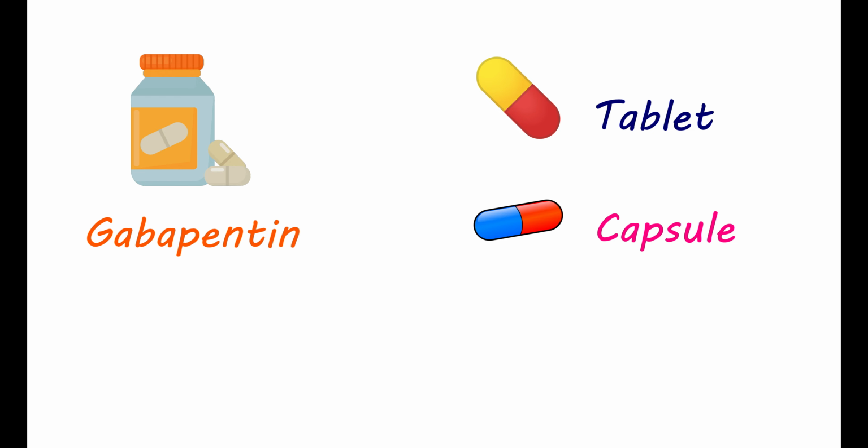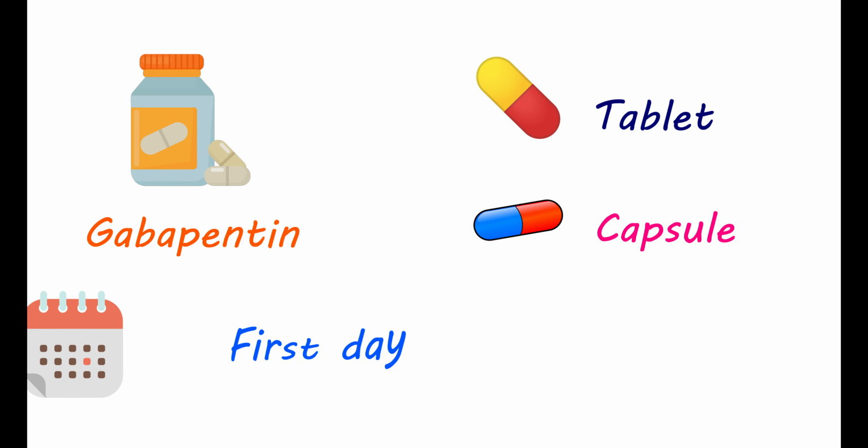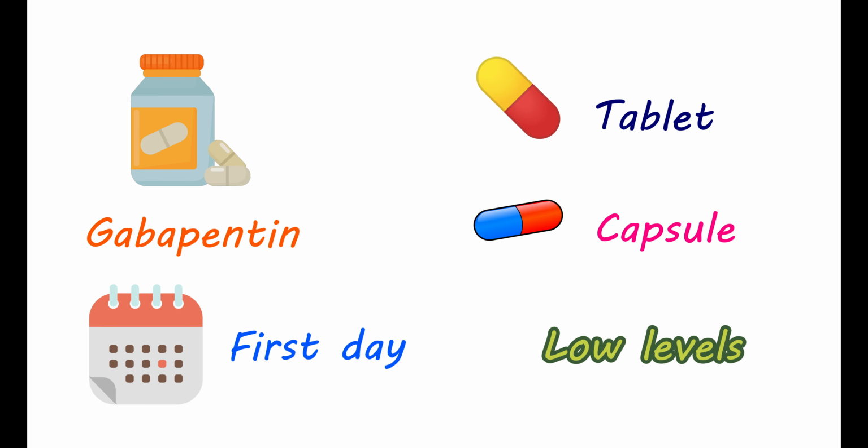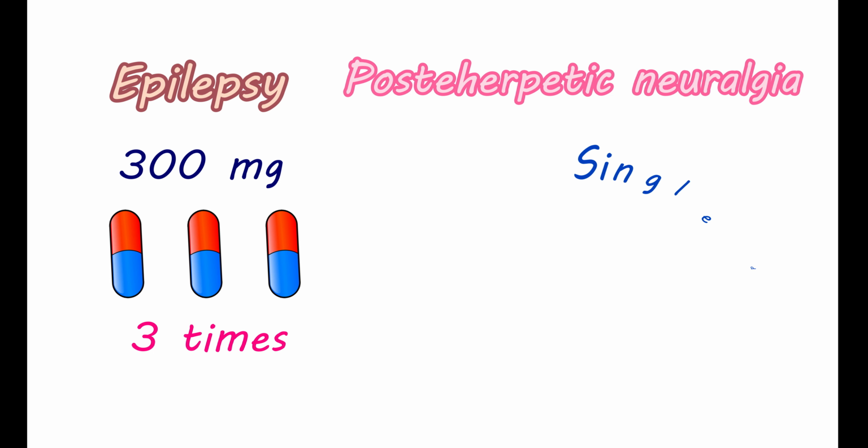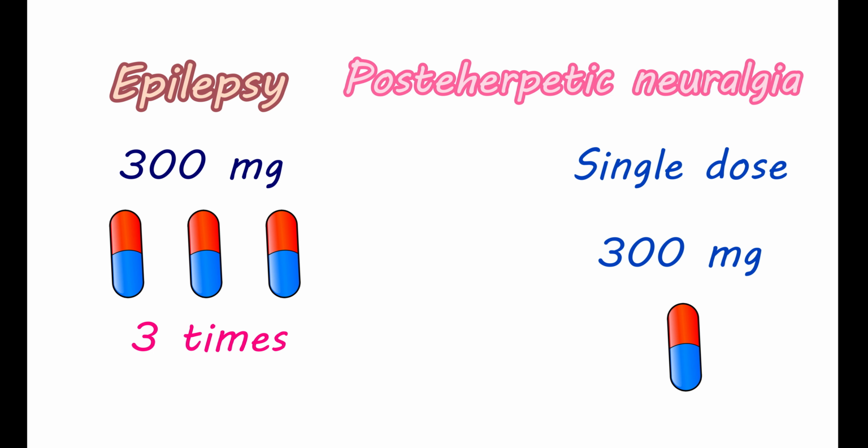How is it given? Gabapentin is available in different dosage forms for ease of administration. It is available as a tablet and a capsule. You may be given this medication differently based on its purpose of use. The dose on the first day is given at low levels to minimize the side effects. For example, in the case of epilepsy, it is given at a dose of 300 milligrams on the first day, 3 times at equal intervals. However, for postherpetic neuralgia, it is given a single dose of 300 milligrams on the first day.